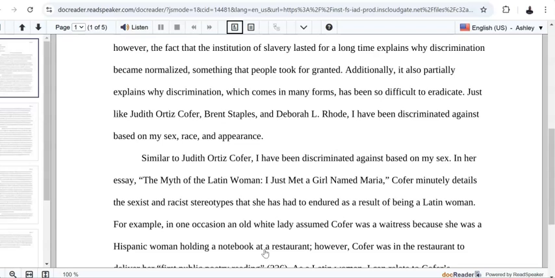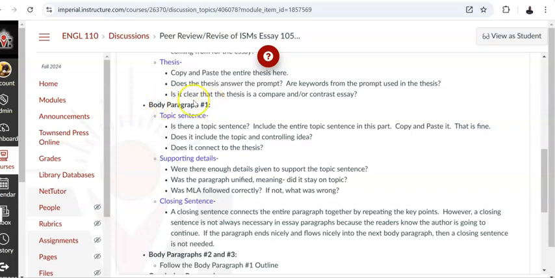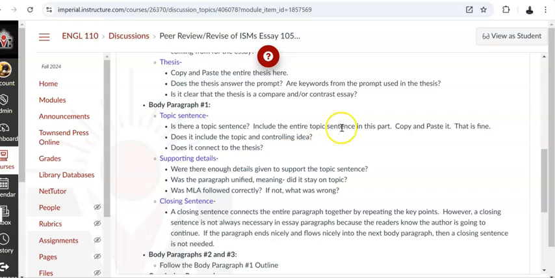So we don't consider an introductory paragraph and the closing paragraph a body paragraph because they're not giving support. Remember, the introductory paragraph is where you're introducing, and then in the closing, you're summarizing. So let's take a look here. So this would be body paragraph 1. You will write body paragraph 1 in bold, and then topic sentence, copy and paste the topic sentence. Similar to Cofer, I've been discriminated against based on my sex, or sexism. So I would copy and paste this because this is the topic sentence. I would put that there.